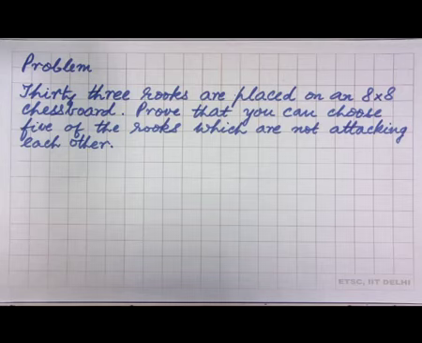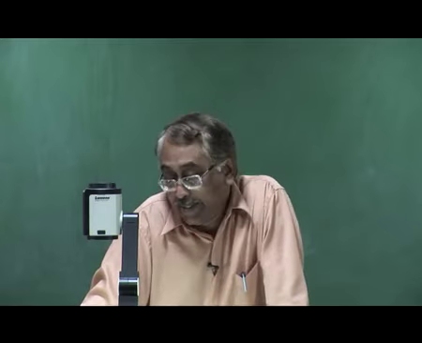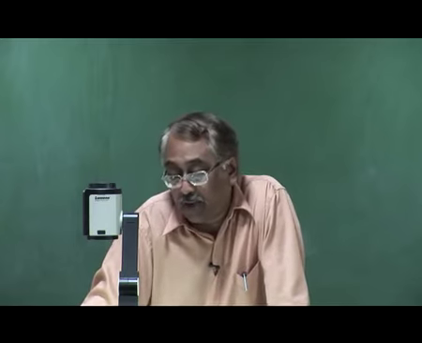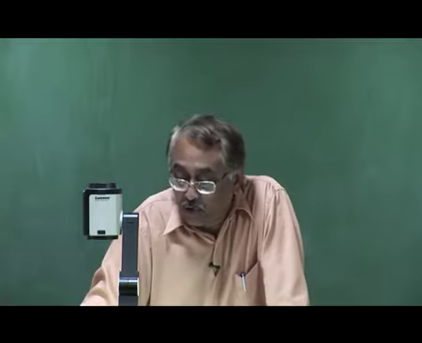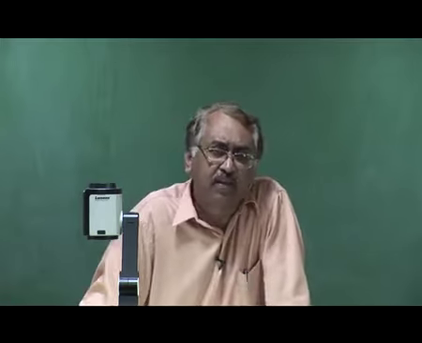You might already be thinking, well, this is ripe for pigeonhole. 33 is 1 more than 32, but well, this will lead you the wrong way. That is not the hint. The hint will really come from the next step. The next step says, prove that you can choose 5 of these 33 that are non-attacking.